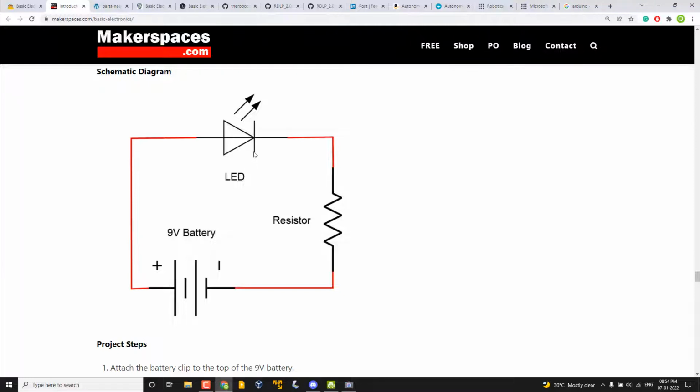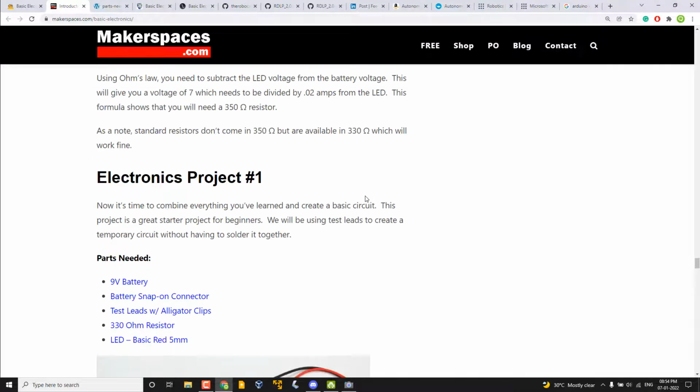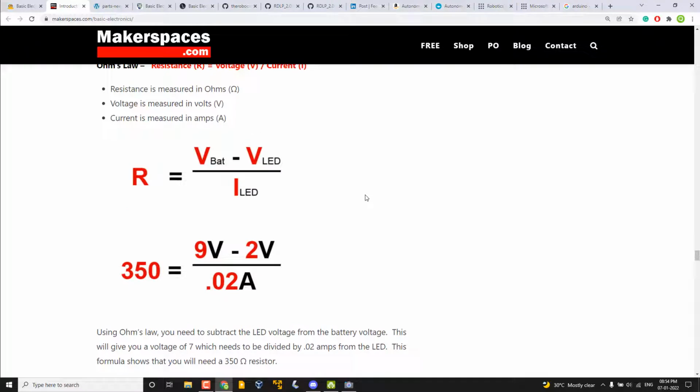There is a specific specification for the LED. So we are putting a resistor in order to control the current. Otherwise, what happens? It will burn out. So how do we decide this resistance? How much resistance do we want in order to power this LED? That's what Ohm's law says. It's very easy actually.